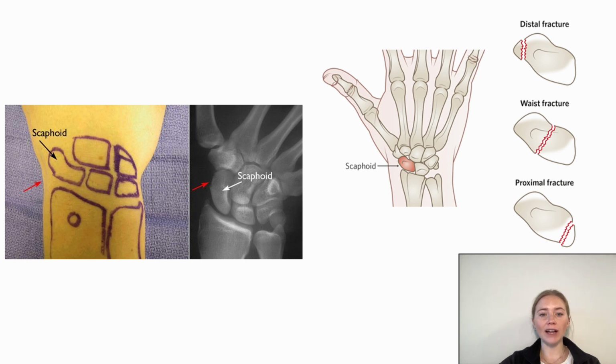The scaphoid can be classified anatomically with a proximal pole, a waist, and a distal pole. Fractures can occur in any of these areas, and we name the fracture based on where it is, i.e., you can have a distal pole fracture, a waist fracture, or a proximal fracture.